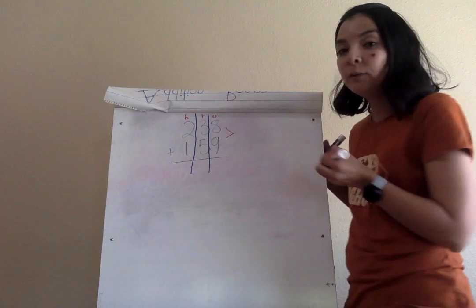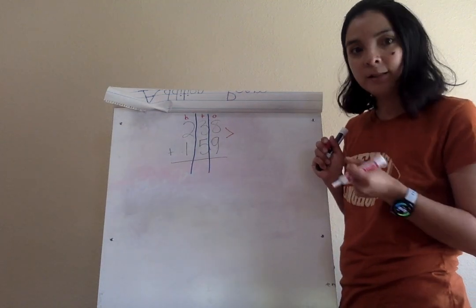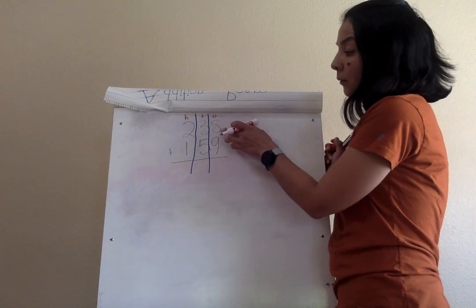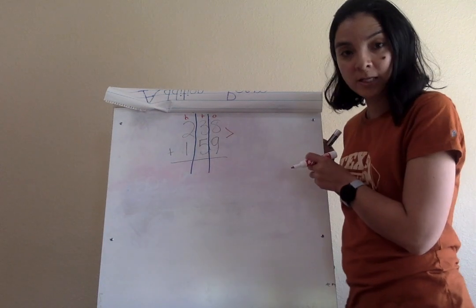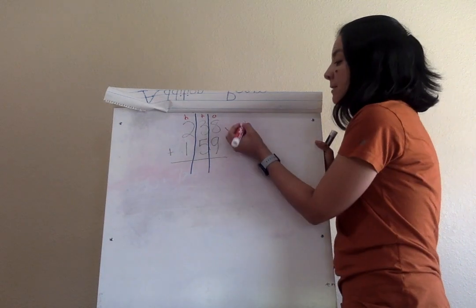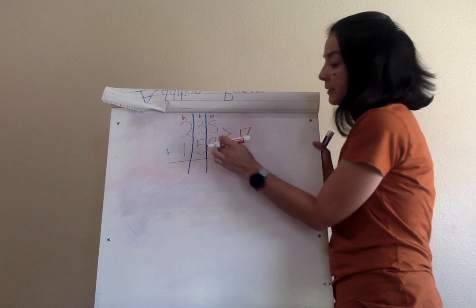Okay. Everyone has different strategies to answer questions. Some of you already know the facts very fast. If you don't, I hope you're studying them at home. Some of us will take 1 from the 8 and make this into a 10 because that's easy for us to add. That will make it 17. Okay? So 8 plus 9 is 17.